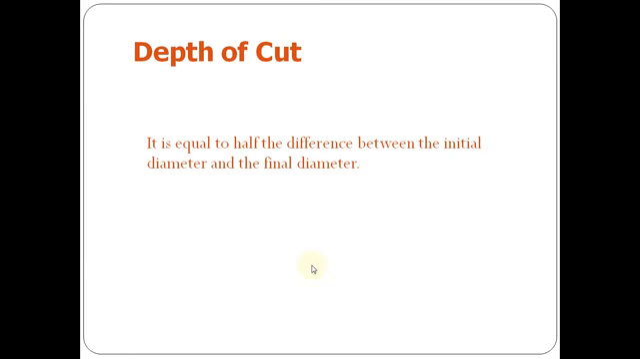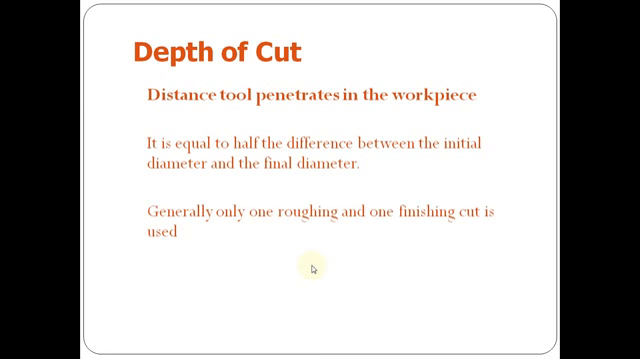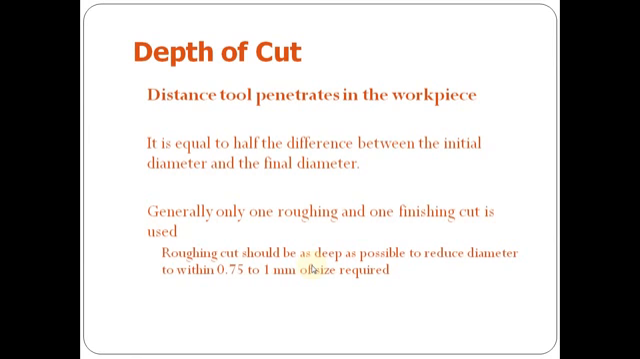So the next parameter is depth of cut. It is the distance the tool penetrates into the workpiece. It is equal to half of the difference between the initial diameter and the final diameter. In general, one roughing and one finishing cut will be considered. The roughing will have a very large depth of cut, and the finishing will have a very minimum depth of cut.